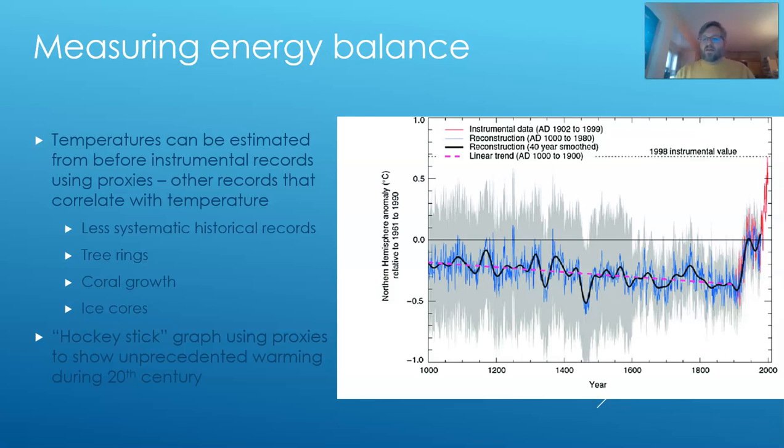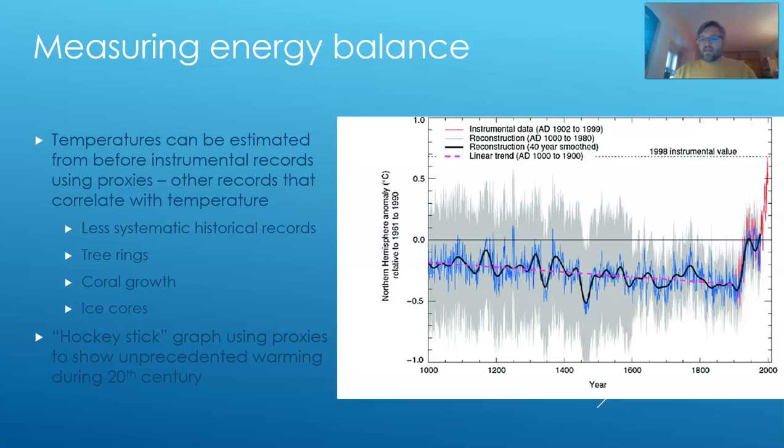So what you're seeing on the graph there, the black line is a smoothed trend of these reconstructions of temperature based on a whole variety of proxy records. The blue is the year-to-year unsmoothed data from the proxies. The red is the direct instrumental measurements. So you can see that comes in at the end, and there's sort of an overlap period that we use to calibrate our proxies and figure out what conclusions to draw from them. And then the gray around it is the error bars. So our estimates of past temperature based on these proxies are not exact. They've got some wiggle room to them.